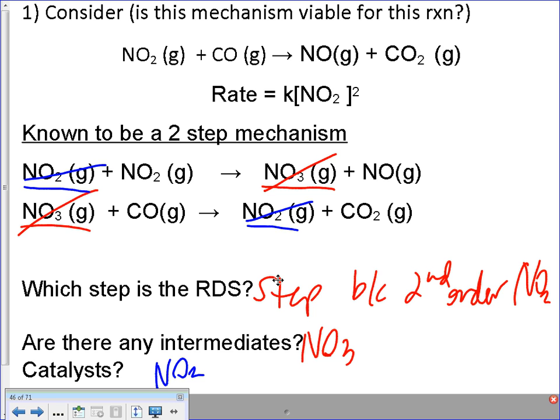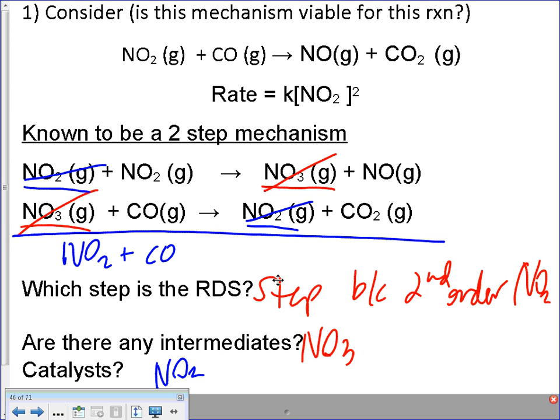So how would you verify for sure, though? We've already done the rate criteria. What other criteria do we need to verify? We looked at the rate determining step, we looked at the molecularity, we've confirmed that. So does it match the overall reaction? Yes, NO2 plus CO yields NO plus CO2, and that's what that says. So that's how you verify 2 criteria.